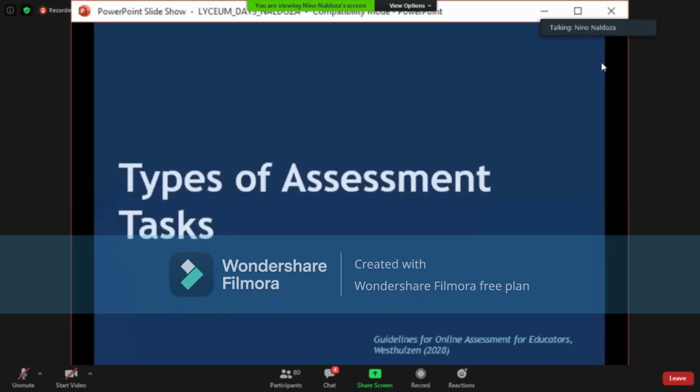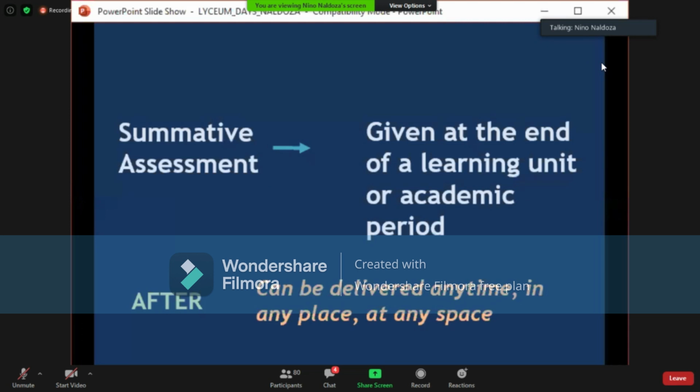Now, let's talk about the different assessment types. Whenever you give your exams or give your performance indicators or means for verifying their skills or competencies, it can be associated with different assessment tasks. First one is a summative assessment. Usually, summative assessment, as we all know, it is being given at the end of the learning unit or academic period.